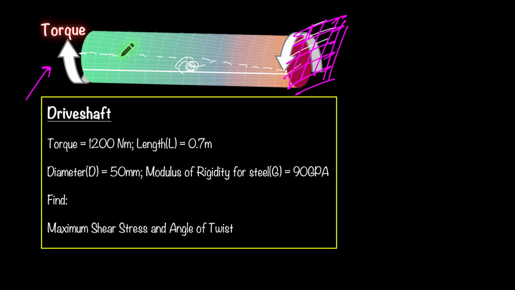What we're going to try and understand here is what happens when we have, let's say, a drive shaft, because that's quite a common setup. The torque applied is 1200 Newton meters. Its length is 0.7 meters and we have a diameter of 50 millimeters. We also know its modulus of rigidity; it's steel, so we're using 90 gigapascals.